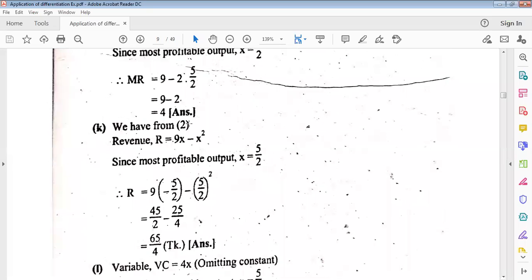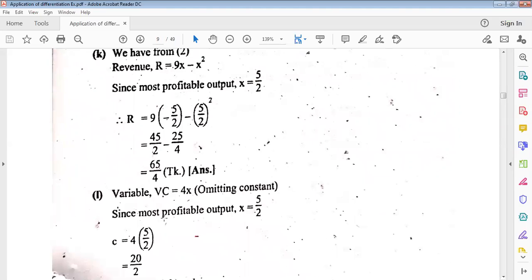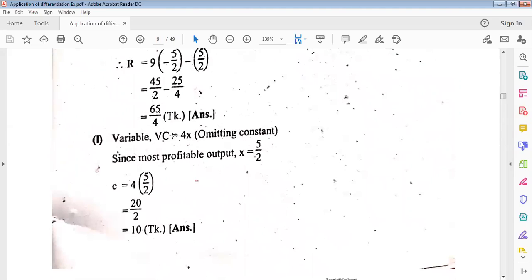Now for K, from equation number 2, revenue, what? Revenue function is this. So since the most profitable output is x equals to this, at this output, what will revenue be? Just putting x equals to 5 by 2, we get this result. Now for L, variable cost equals to 4 multiplied, omitting the constant. We know variable cost equals to, without the constant, just the variable term 4x. Since the most profitable output is x equals to 5 by 2, therefore the cost will be only 10. This is the variable cost.